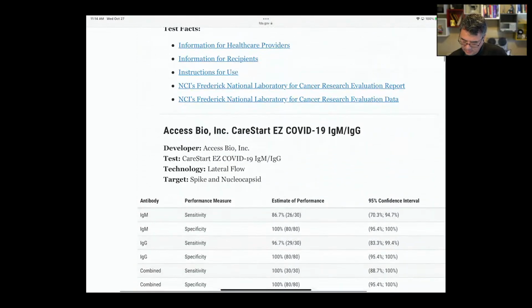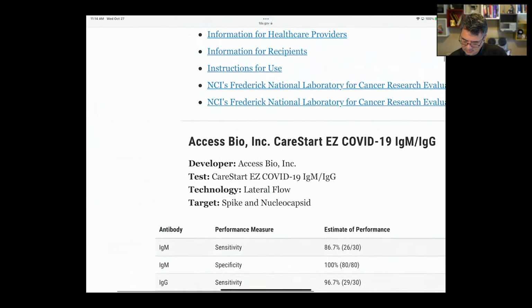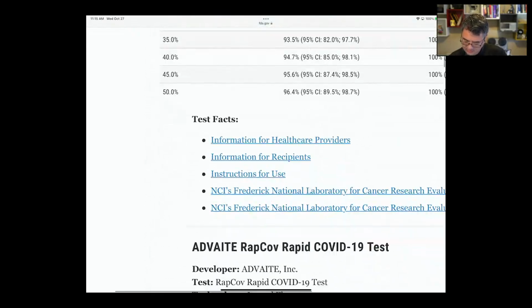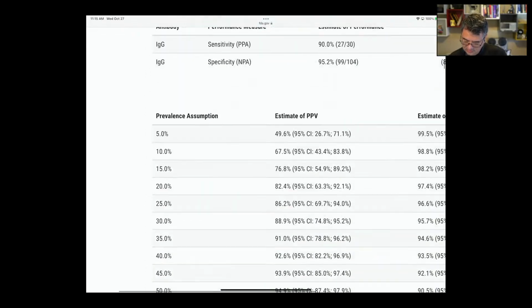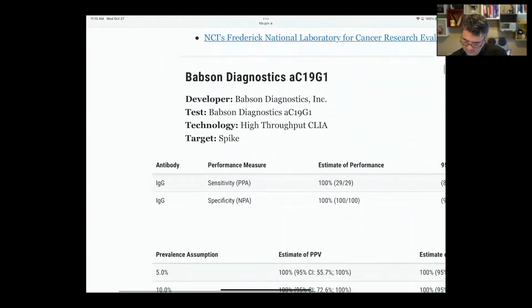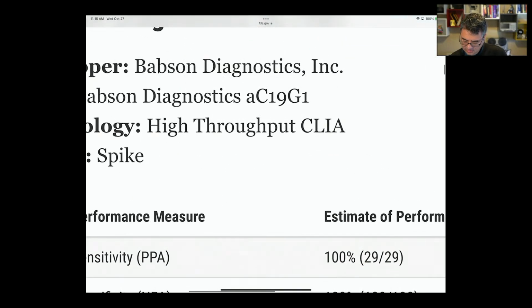And you can also see here what kind of tests they are. Here it says lateral flow. And if we scroll down some more, that's also lateral flow. This is like the most common kind of test, lateral flow. Again, kind of just a dipstick. And then here's one that's more like a blood test that they would do.